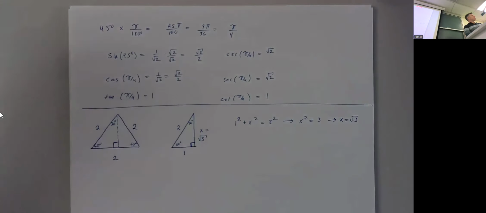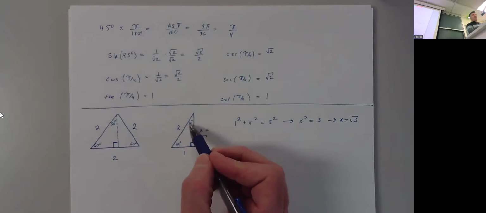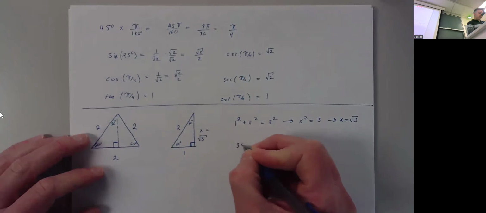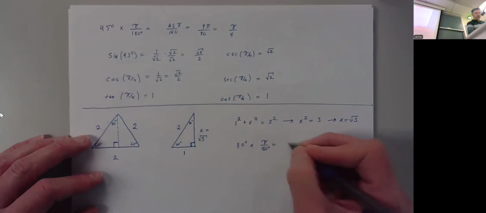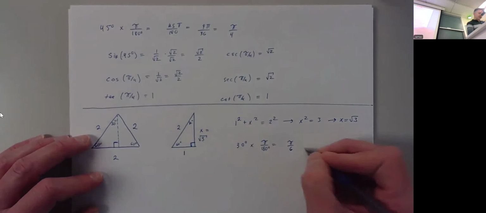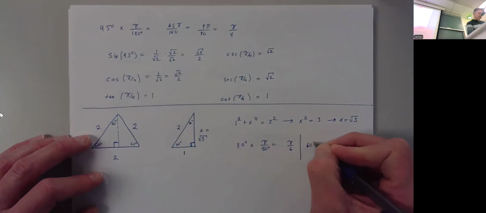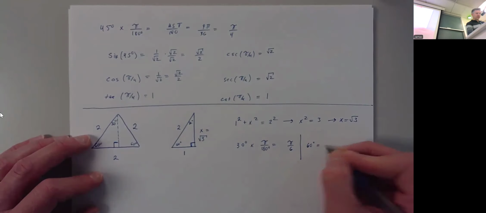And so we can use this triangle to find the sine and the trig values of both the 30-degree angle, and 30 degrees times pi over 180 degrees is equal to 30 pi over 180, which reduces to pi over 6, and 60 degrees. And 60 degrees is twice 30 degrees, so it should be 2 pi over 6, which is pi over 3.